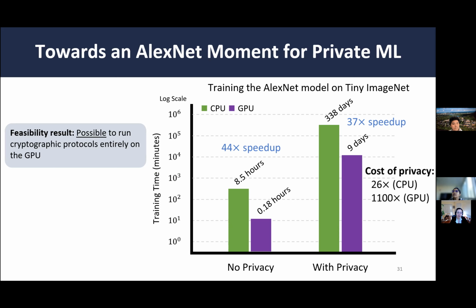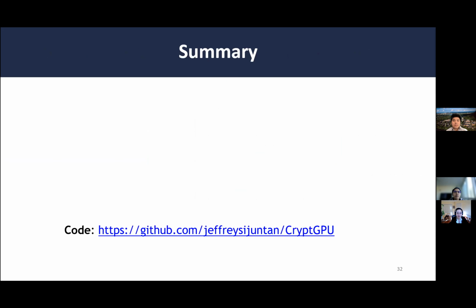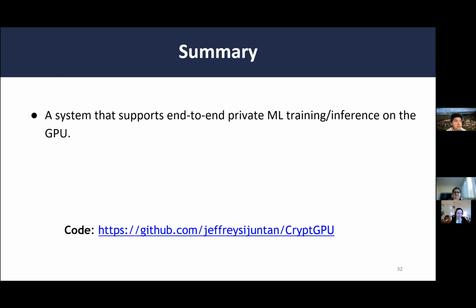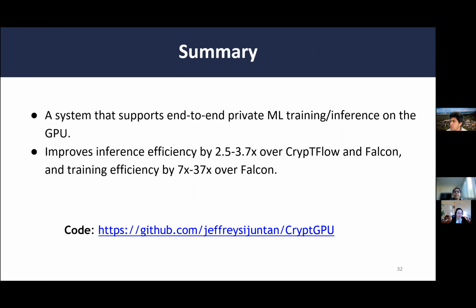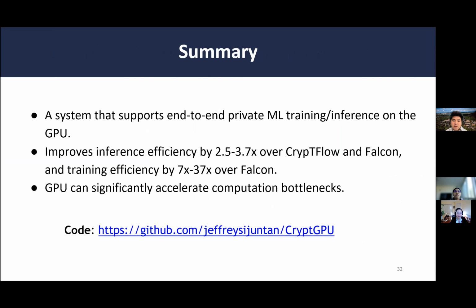And the interesting point is that when we move plain text machine learning from CPU to GPU, we get up to 44 times speedup. And when we move privacy-preserving machine learning from CPU to GPU, we get up to 37 times speedup. So our results demonstrate that we built a system that supports end-to-end privacy-preserving training and inference on the GPU, and we improve the performance significantly. And we demonstrate GPU can significantly accelerate computation bottlenecks for privacy-preserving machine learning. Currently, CryptGPU is also incorporated into Facebook's privacy-preserving framework CrypTen, and our code is also publicly available here.